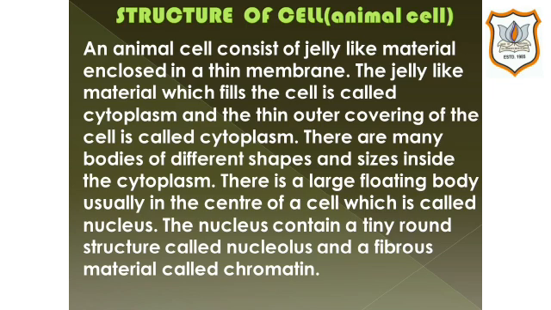There are many bodies of different shapes and sizes inside the cytoplasm. For example, there is a large floating body usually in the center of a cell which is called the nucleus. The function of the nucleus is to control all the activities of the cell like growth, cell division, etc. The nucleus contains a tiny round structure called nucleolus and a fibrous material called chromatin. It also has a nuclear membrane on the outside.